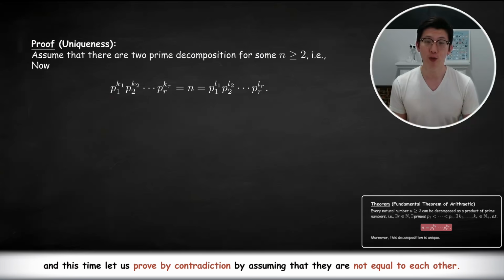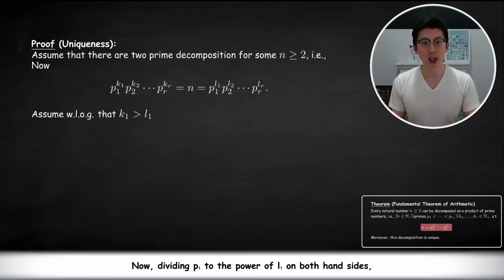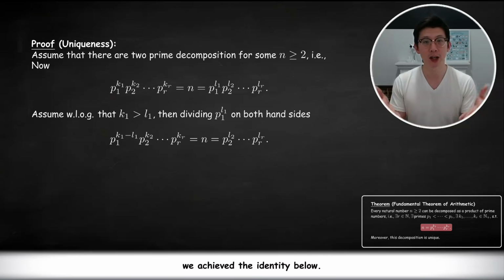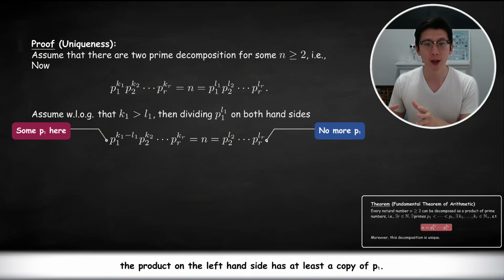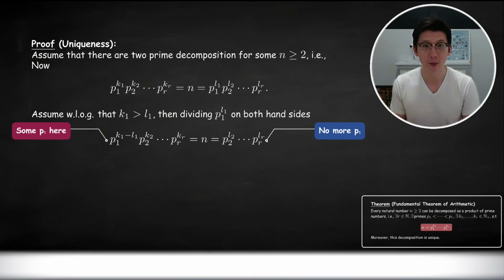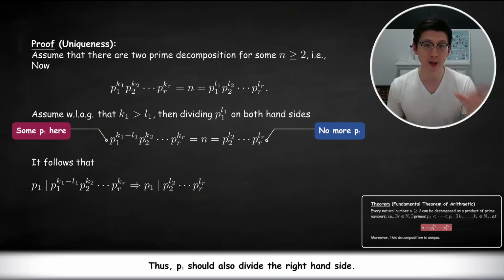And this time let us prove by contradiction by assuming that they are not equal to each other. From there, we can assume without loss of generality that K1 is strictly greater than L1. Now, dividing P1 to the power of L1 on both hand sides, we achieved the identity below. Notice that since K1 is greater than L1, the product on the left-hand side has at least a copy of P1. In other words, P1 divides the left-hand side. Thus, P1 should also divide the right-hand side.